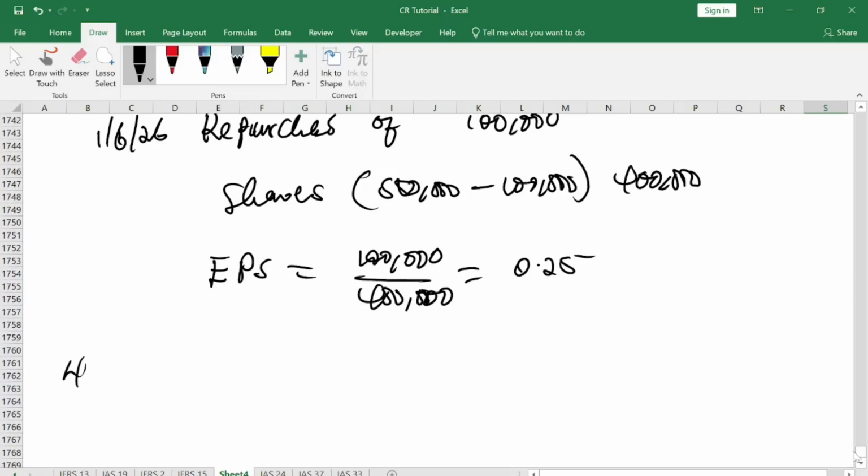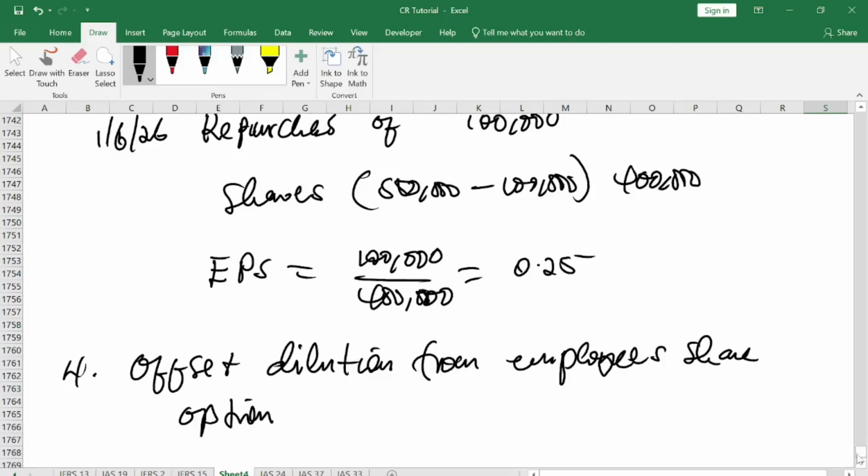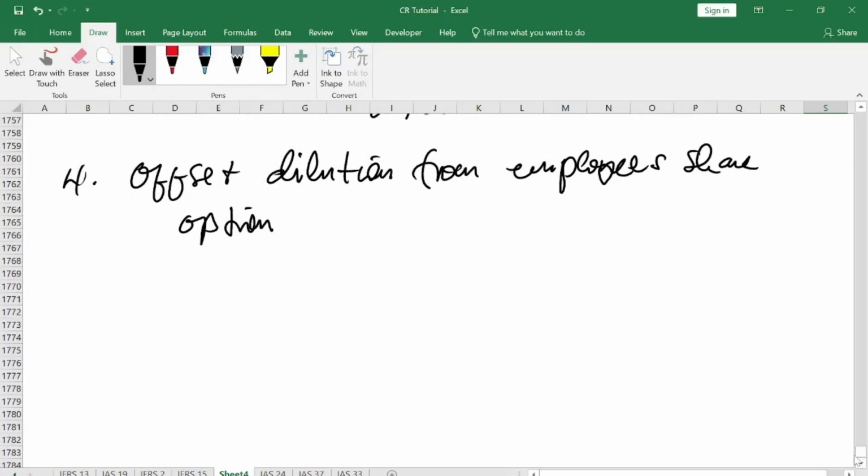Now let us look at the fourth one. The fourth one is what you call offsetting the dilution from share options. All right, so what does this mean? A company may decide to buy back their shares in order to offset the employees' dilution. What does it mean?